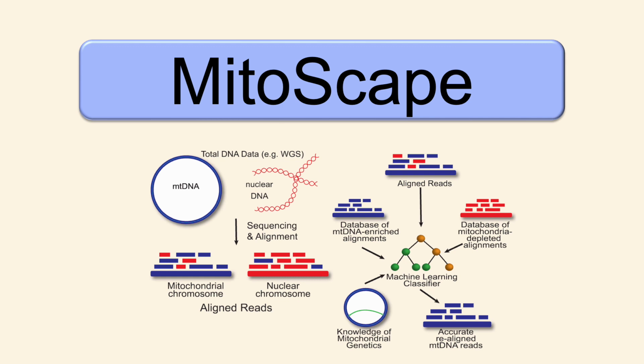So I talked about a lot of problems and issues. So how did we deal with these problems, and what was our solution for tackling a lot of the challenges in heteroplasmy and NUMTs? And I want to talk about an algorithm that we developed called MitoScape that used a big data machine learning approach to tackle these problems.